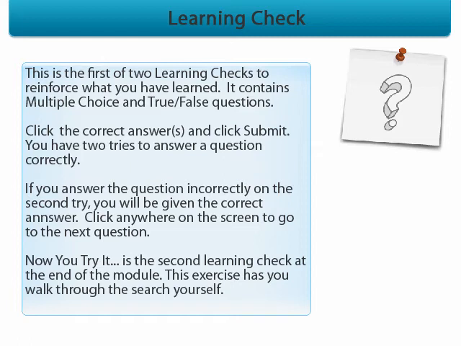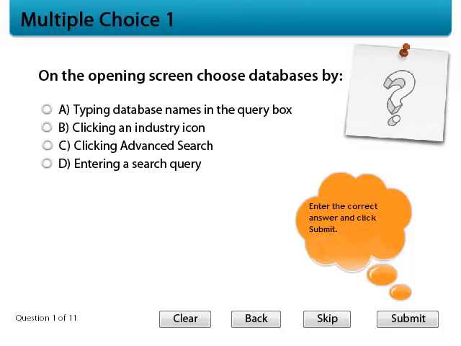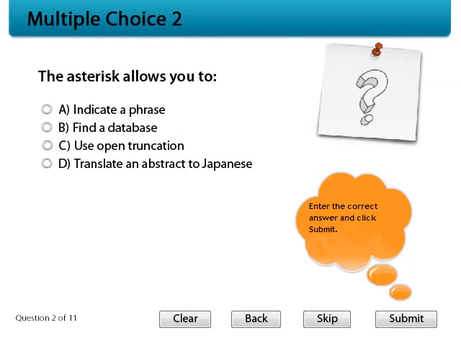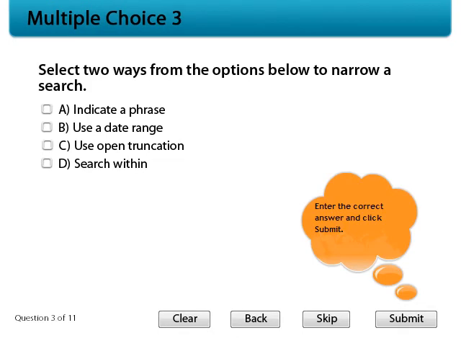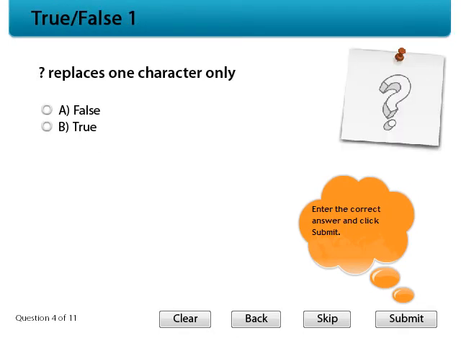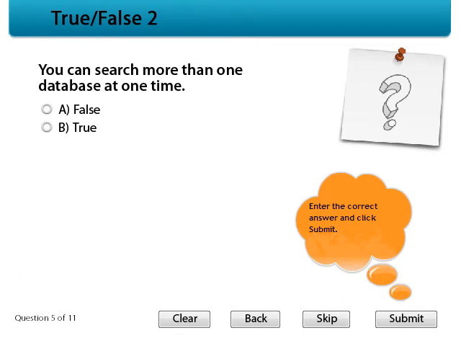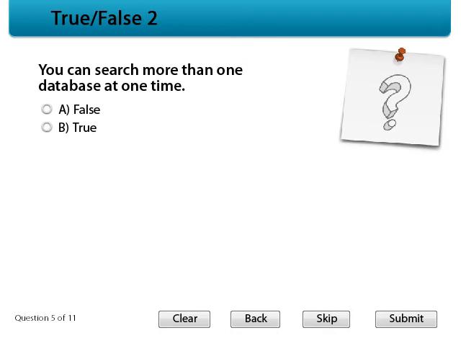Now you try it is the second learning check at the end of the module. This exercise has you walk through the search yourself. You have completed this learning check. You will see the answers at the end of the module. Now let's move on to more instruction.